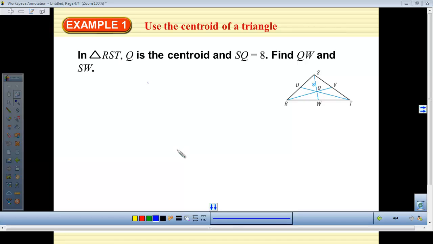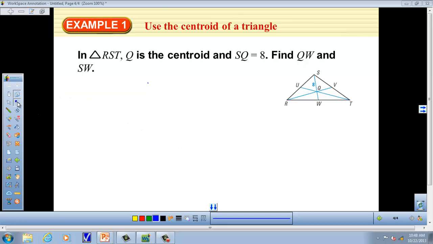Okay, in this section we're going to be looking at the centroid of a triangle, which is the point of concurrency for the three medians. Now remember, a median is just something that goes from the vertex to the midpoint of the opposite side. So W is the midpoint of RT. That makes RW congruent to WT.